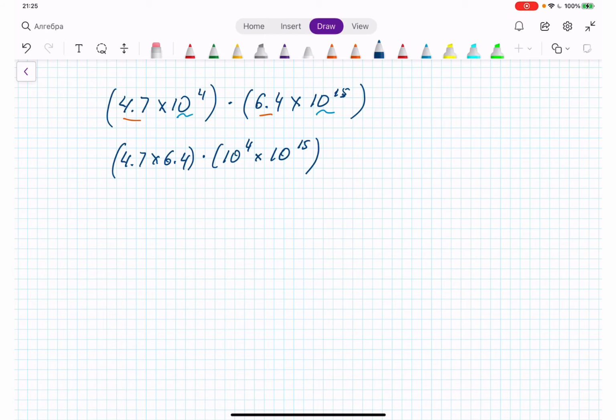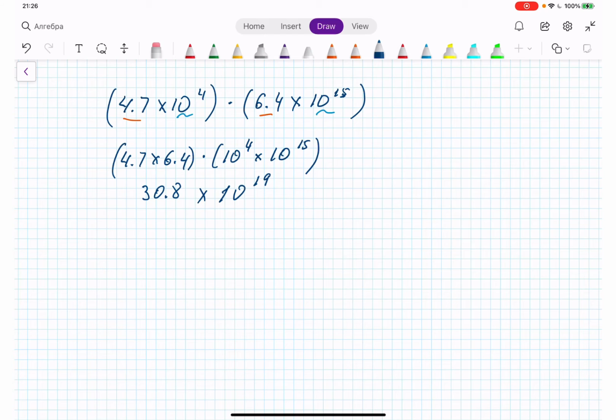4.7 times 6.4 is going to be 30.08. Multiply 10 to the power 4 times 10 to the power 15. We are adding exponents, right? Based on properties of exponents, 10 to the power 19. And this is going to be the result. But usually this type of notation is used for scientific notation.